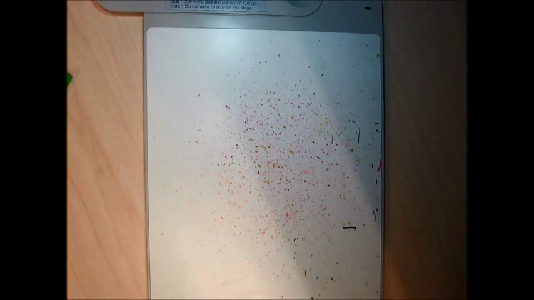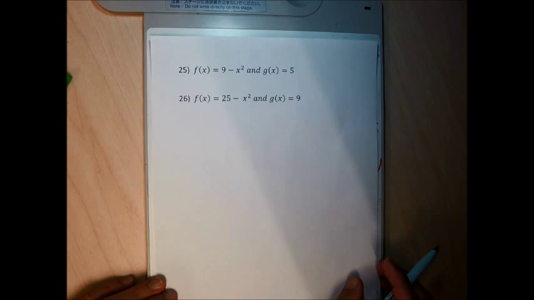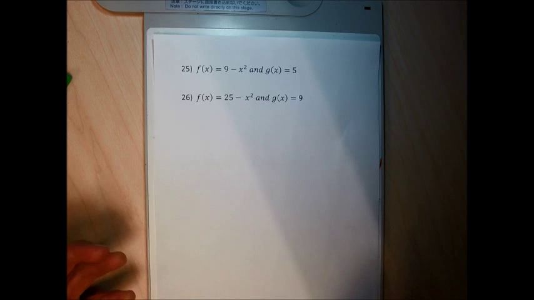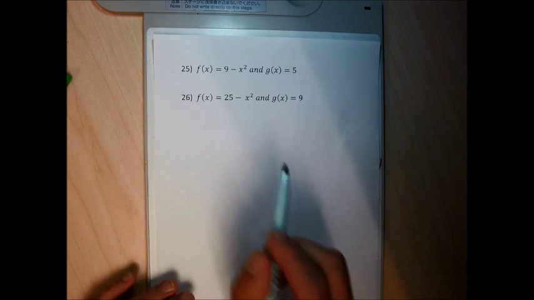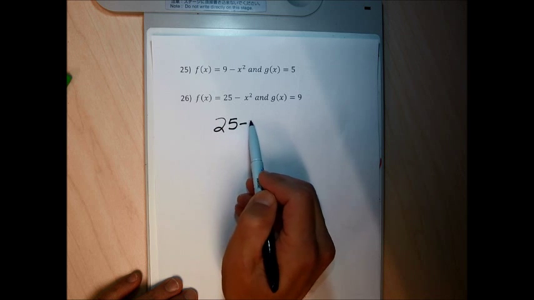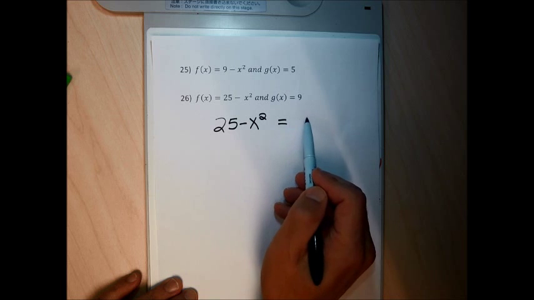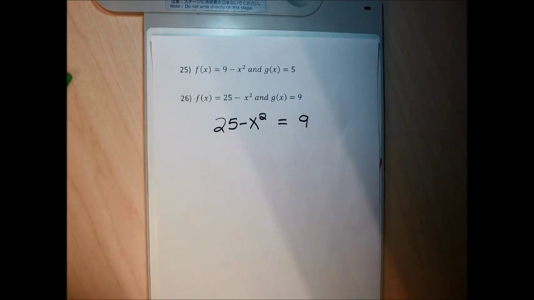All right, so now we'll move on to 25 and 26. So the first step in each one of these problems is to get the window I want to integrate over by setting the functions equal to each other. So for my 26, I'm going to set the function 25 minus x squared, which is the f of x function, equal to the g of x function, 9.